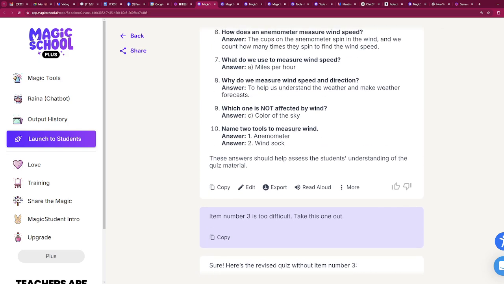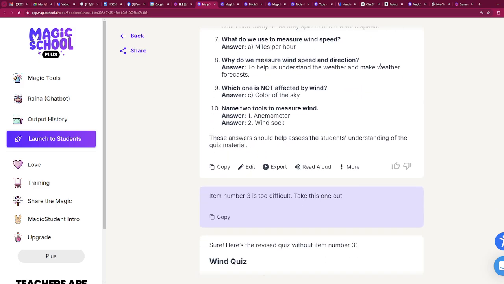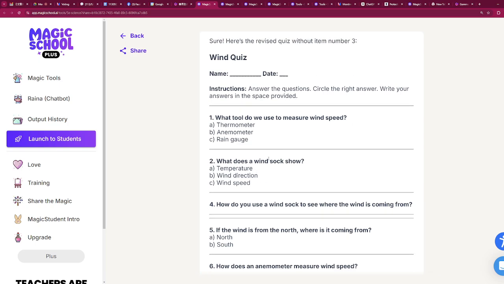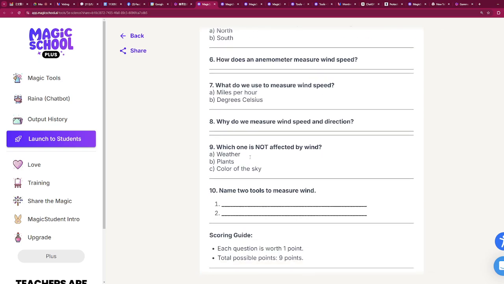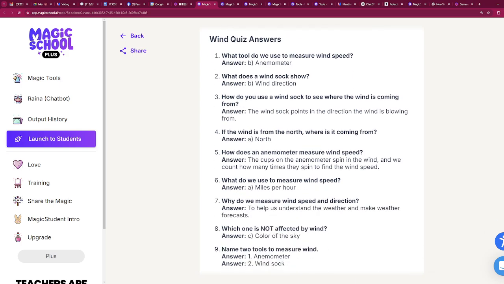Take this one out, because it's about wind going from high to low pressure, and that's not covered in third grade yet. Correct me if I'm wrong. So they take this out. Here's the revised quiz without item 3. So item 3 is taken out, and the answers are here at the bottom.